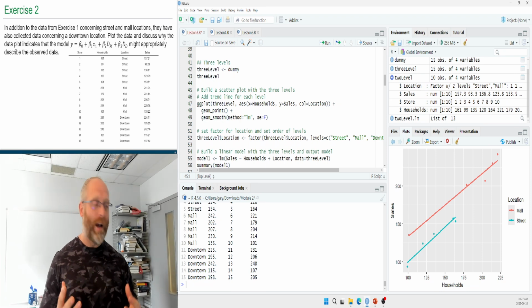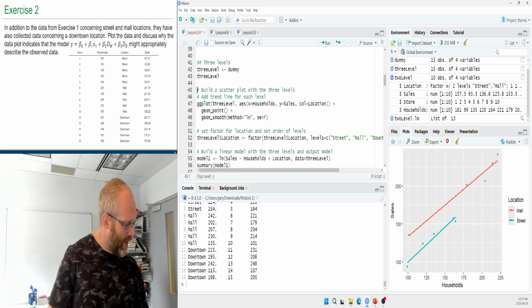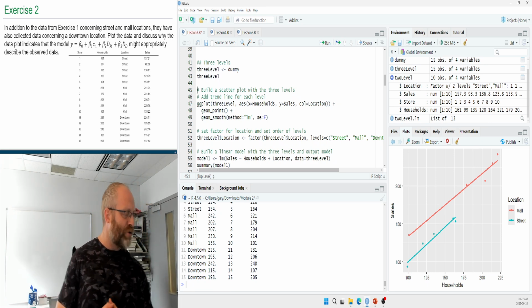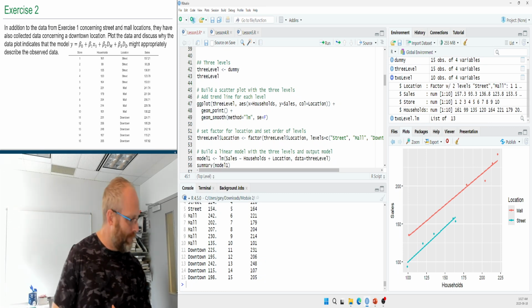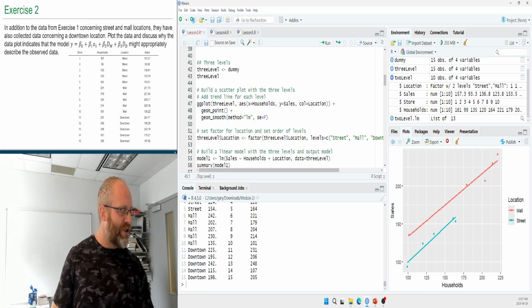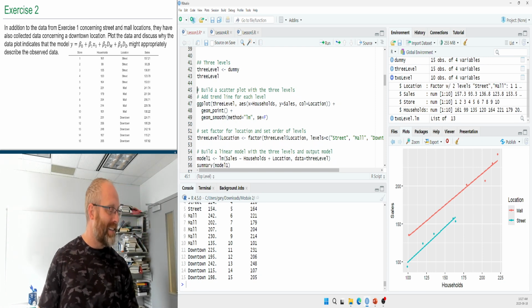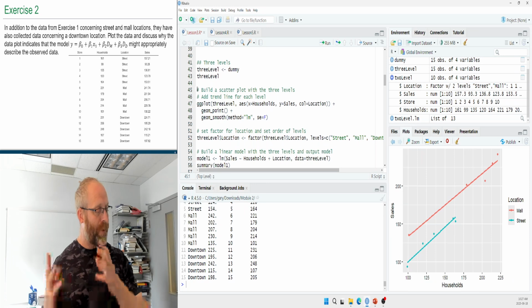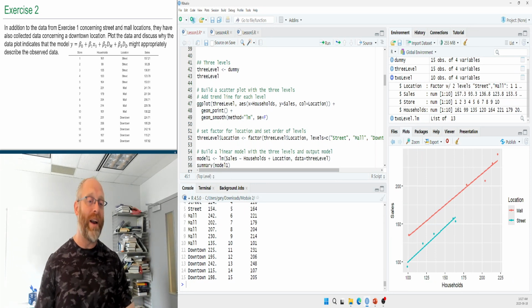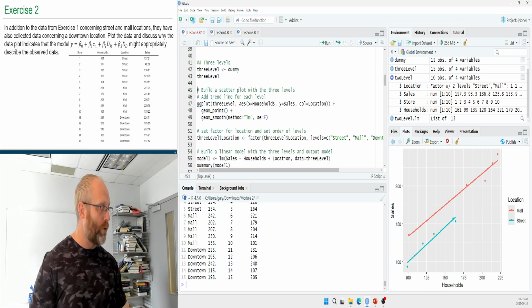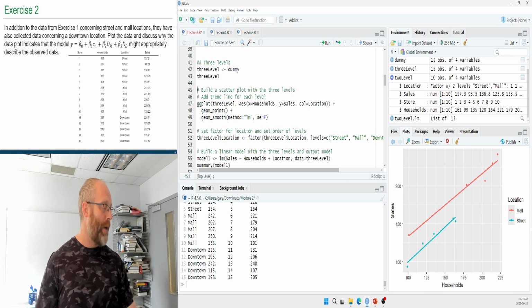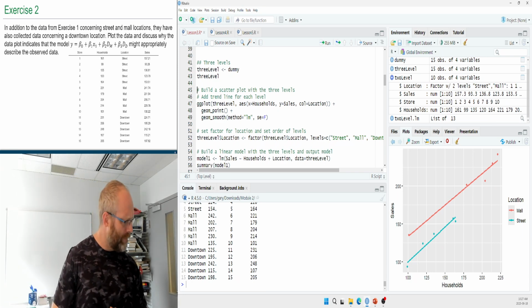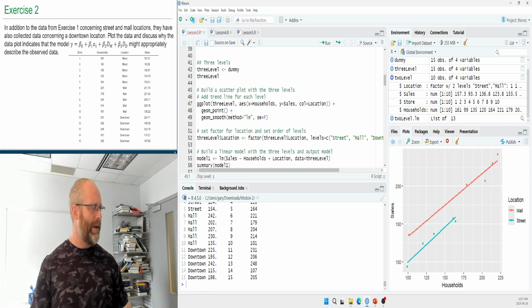So the question then becomes, and I don't know if I have the question up here. Oh, I do. Perfect. It says, in addition to the data from exercise 1 concerning street and mall locations, they have also collected data concerning a downtown location. We want to plot the data and discuss why the data plots indicate the model. So this is what we were looking at before, that y is equal to beta naught plus beta 1 x1. Now we want to add in the two categorical variables, the beta 2 d sub m plus the beta 3 d sub d, because we're labeling it the mall and downtown.